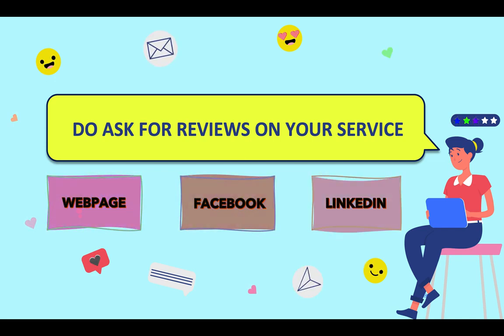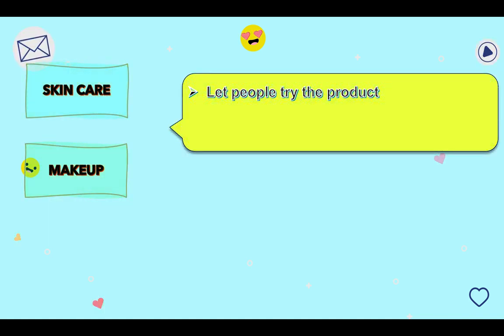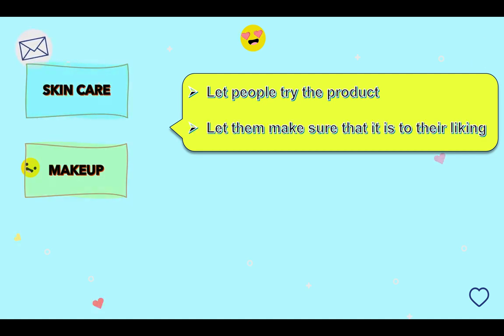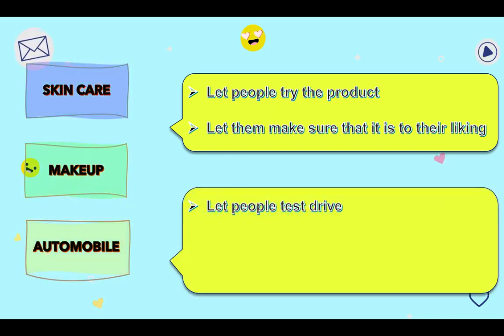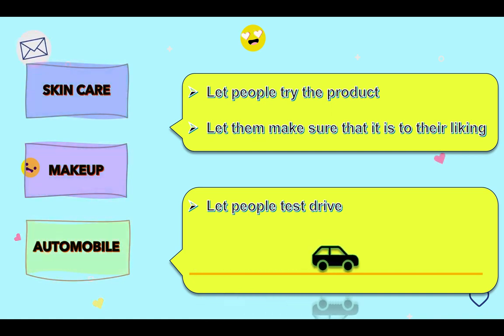On the other side, if you are a product-based company, let's say you are a cosmetics company, then let people try that skincare or makeup range to make sure that they know it really feels good on them and is to their liking. Another example: let's say you are in the automobile industry. Then let people have test drives to make sure that the car feels absolutely right to them, so they know exactly what to expect when they buy that car.